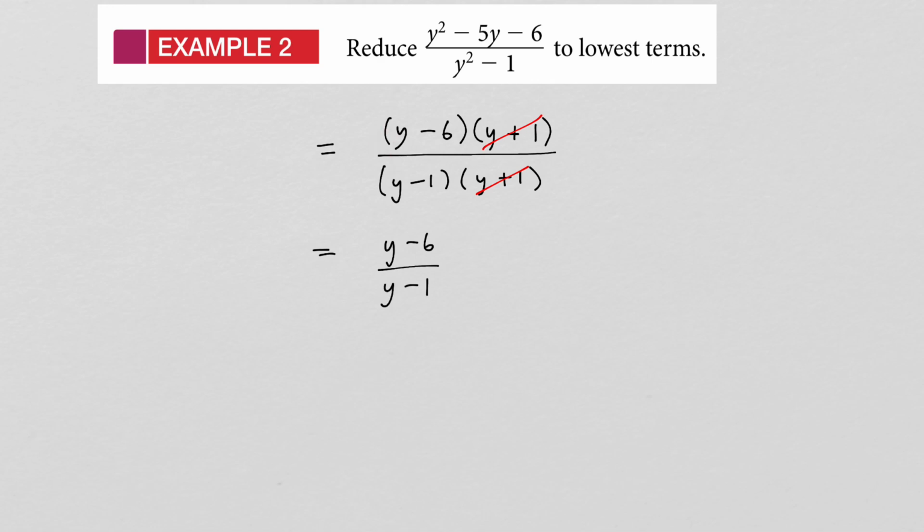Notice that I can take these parentheses off now because nothing is being multiplied by these any longer. And just to mention the restrictions, y cannot be equal to positive 1 or negative 1, right? I can't plug in positive 1 here. I cannot plug in negative 1 here. And even though this factor canceled, I still have to maintain that restriction, okay?